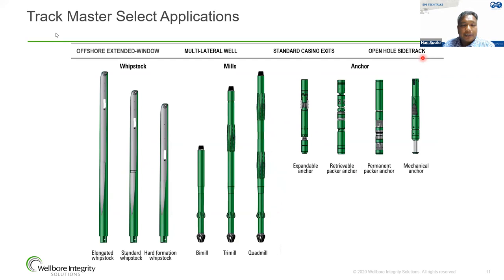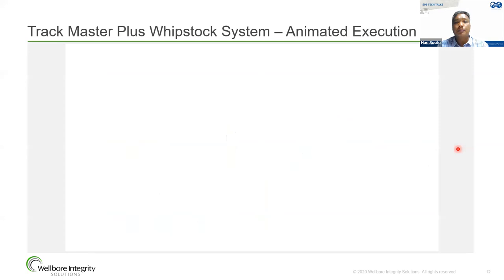This application is also customized for the anchors. It could be standard anchors, and it depends on the application. It could be an open hole setup as well. Also, we have the packer element, which can withstand up to 5,000 PSI. So that's really customized, based on the job application. So this is just the animation for the whipstock. You guys might not see it, so let me play this one.